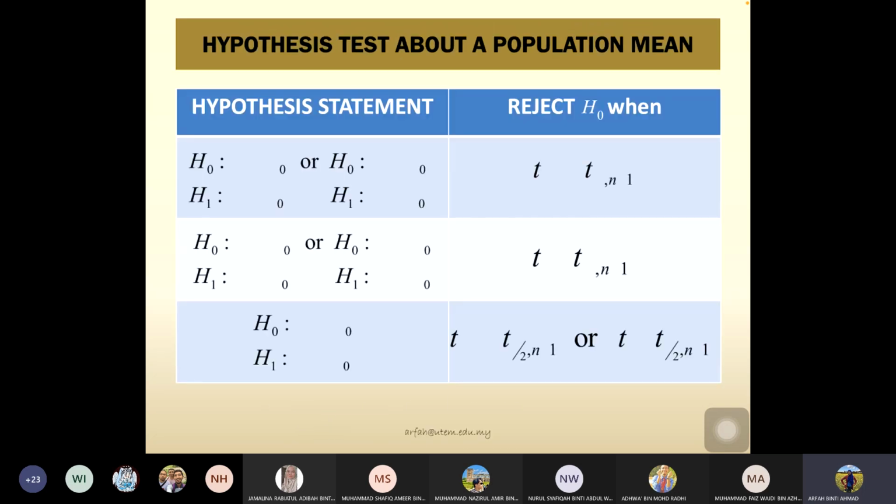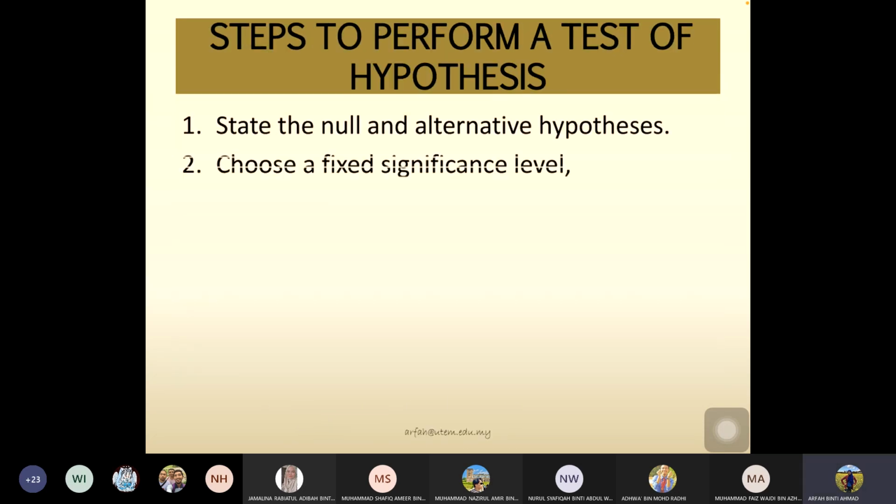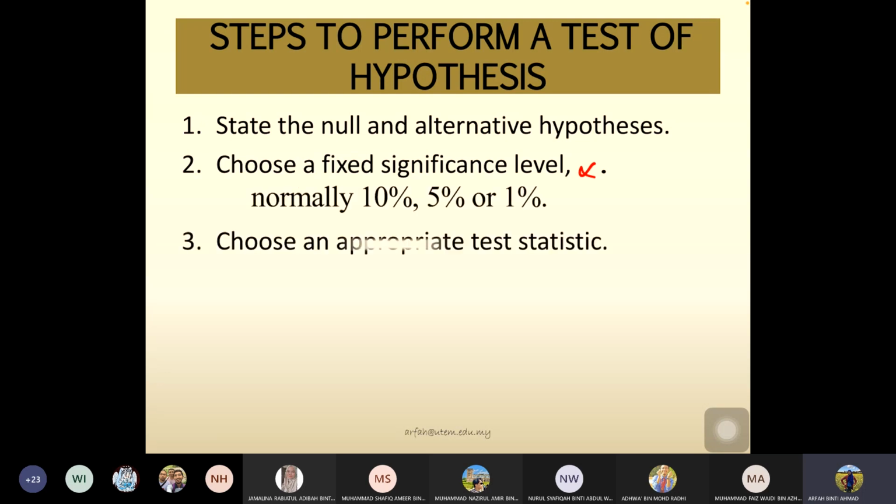and then dia punya procedure, dia ada 5 steps in performing the hypothesis testing. The first one, you have to list down your H0 and H1 and then choose a significant level that is alpha. Normally in question, dia akan bagi dia punya significant level. Okay. Normally 10%, 5% or 1%.